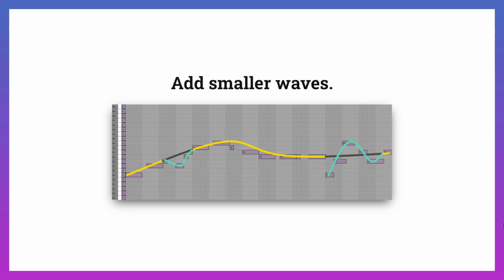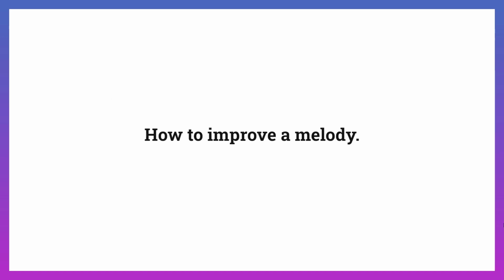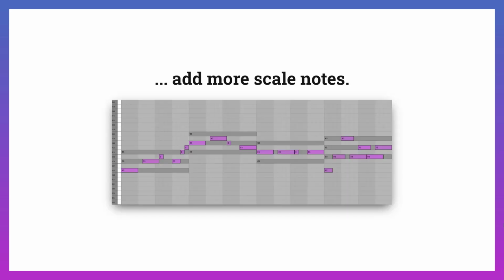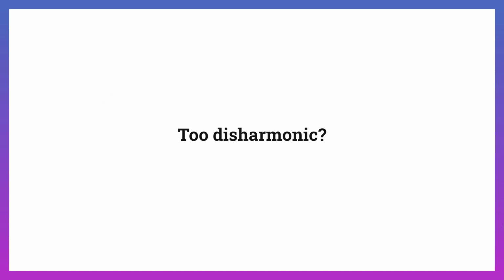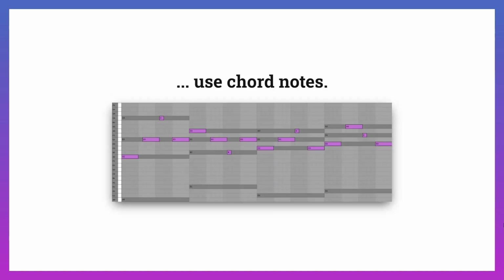You can use all these concepts to improve a melody that you aren't satisfied with. Does it sound too harmonic? Then you should play more scale notes outside your chord notes in some places. Does it sound too disharmonic? Then use more chord notes than scale notes, and don't play notes outside your chords for too long.